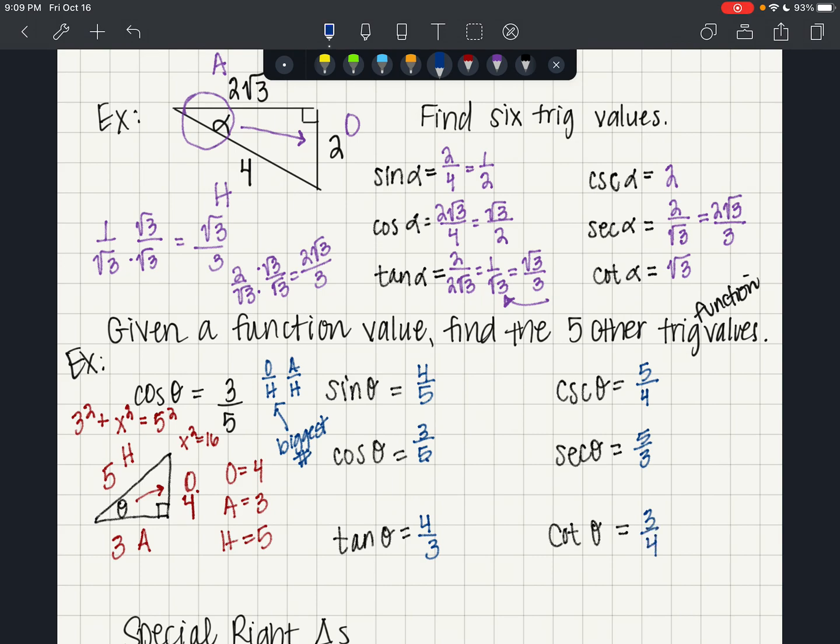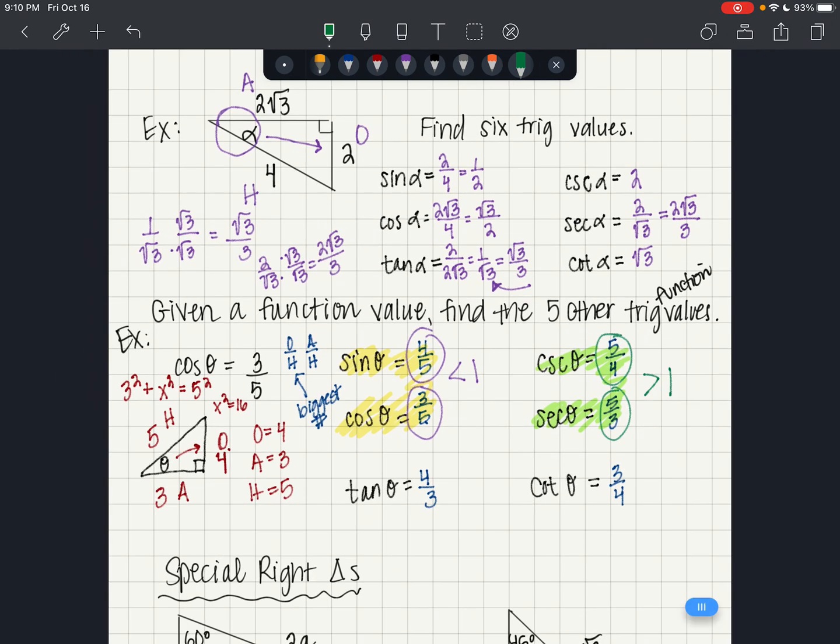Now the tangent of theta and the cotangent of theta, those values can be any value. They don't have to be smaller than 1 or greater than 1. So let's write that down. Sine and cosine will always be less than 1. However, your cosecant and secant values will always be greater than 1. And tangent and cotangent can be any values.